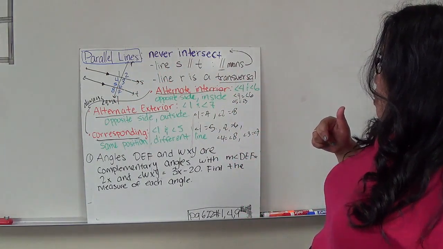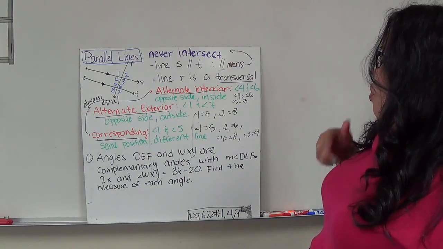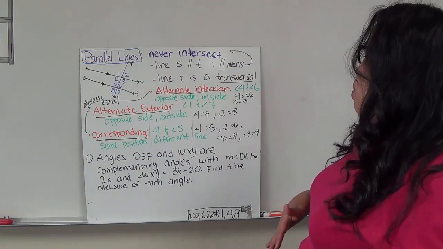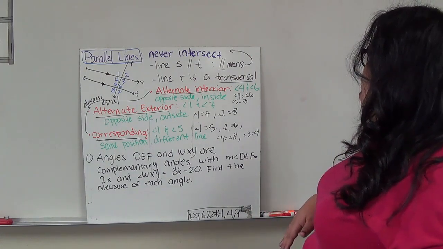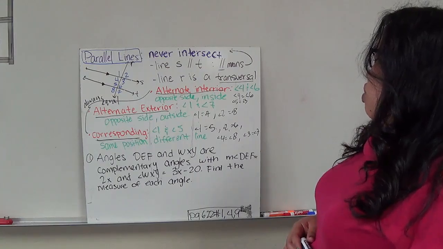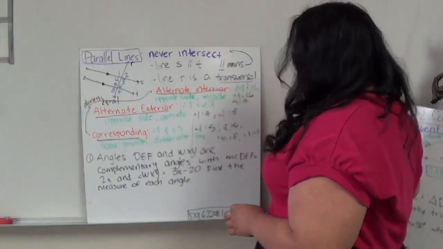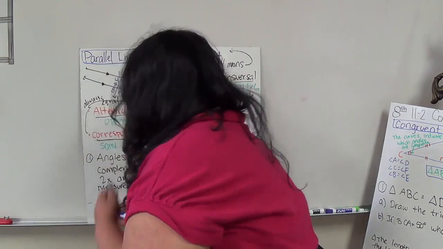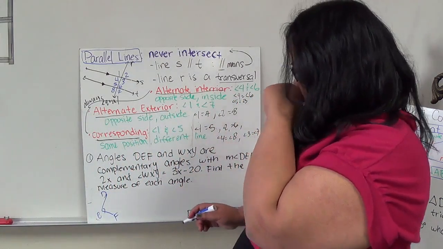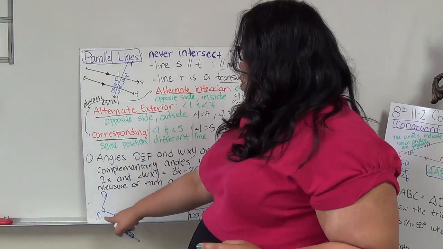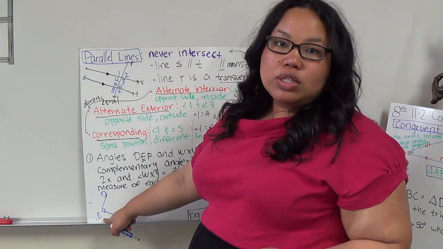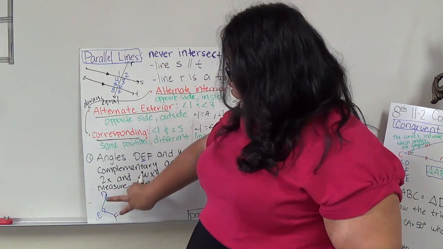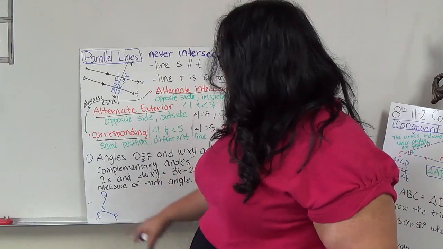So, for example, for your example problem, it says angles DEF and WXY are complementary angles with measure of angle DEF equals 2x. So we have two angles, DEF, and when we're naming angles here, that middle one is always the vertex. So I can't put E here, it has to be in the middle. I can switch D and F, but E has to be here.